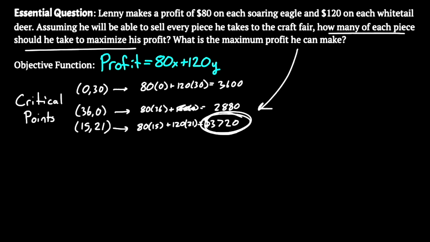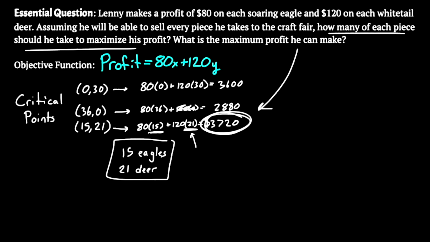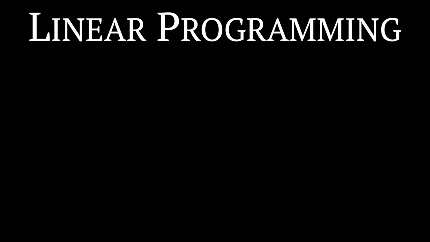And when it says how many of each piece should he take, well, we said X was the number of eagles and Y was the number of deer, so he should take 15 eagles and 21 deer. So remember in the beginning, we said we thought he should probably bring more deer because those made him the most profit compared to the eagles. But since they weighed more, we knew we weren't going to be able to take just all deer. So by using this linear programming, we figured out specifically how many of each he should bring to maximize that profit. So that's it for this linear programming problem.